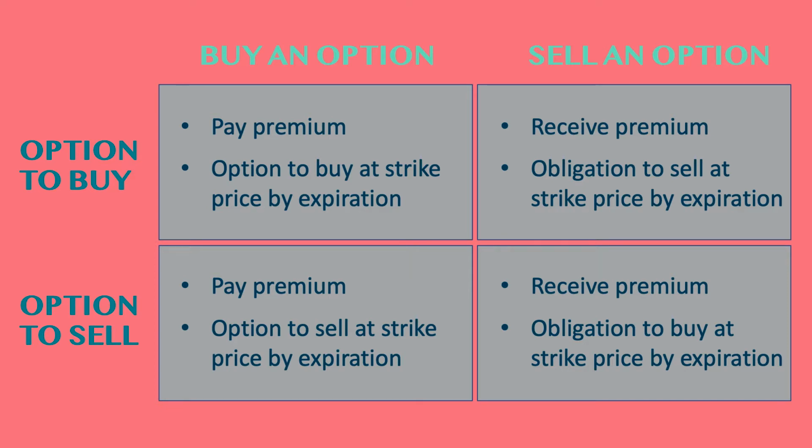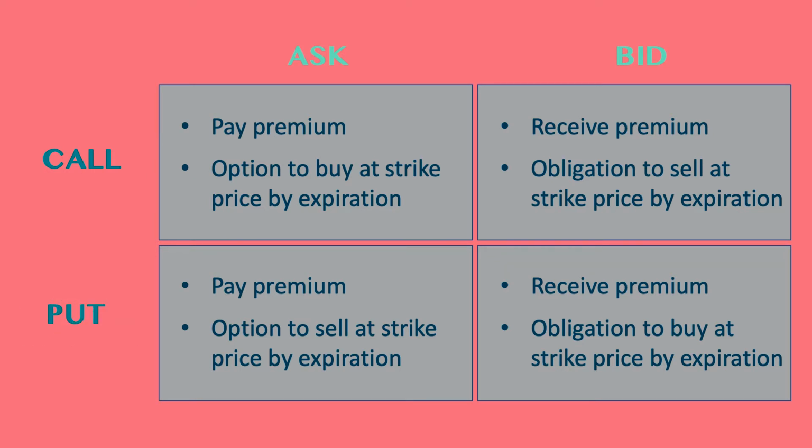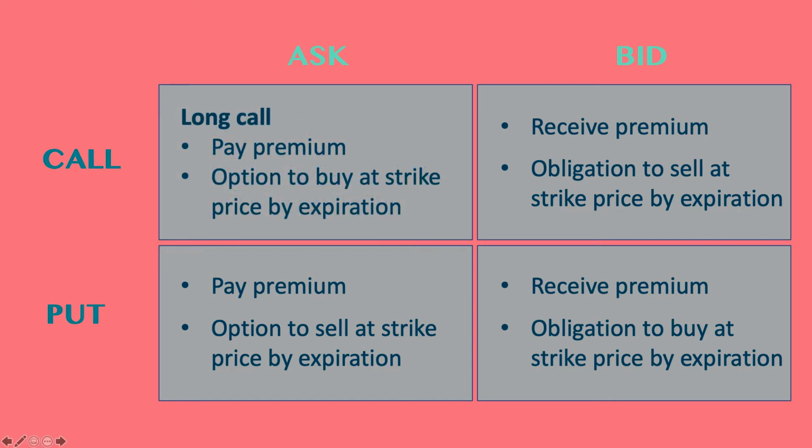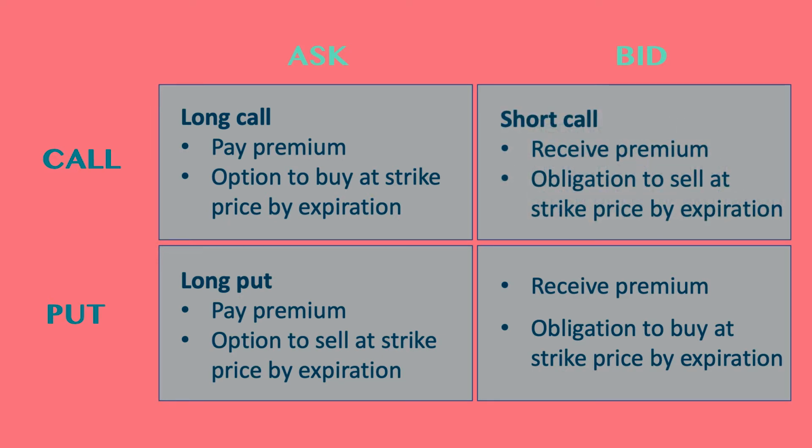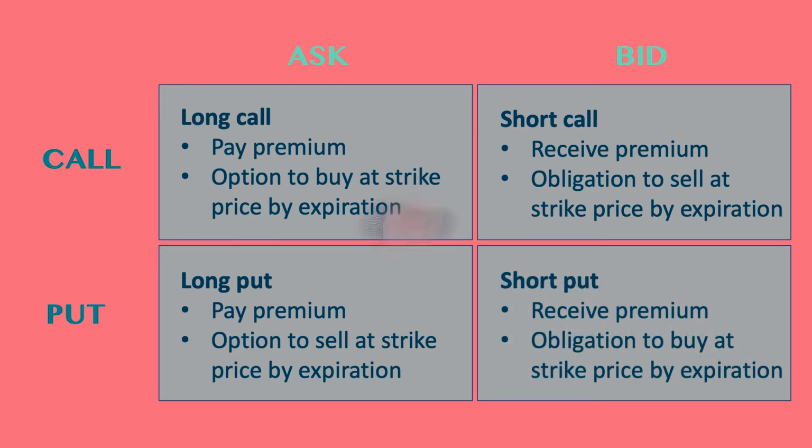So now that you get the idea, let's use some options lingo. When you buy, you pay the ask price, and when you sell, someone else pays you the bid price. The option to buy is a call, and the option to sell is a put. When you're buying a call, you call it a long call, and when you're buying a put, it's called a long put. When you're selling a call, it's called a short call, and when you're selling a put, it's called a short put. So now you kind of get what options are, right?